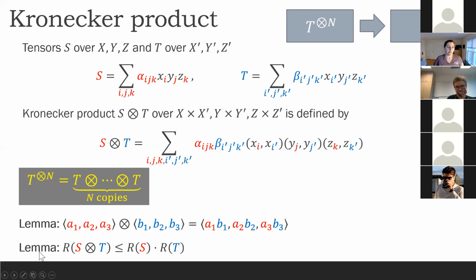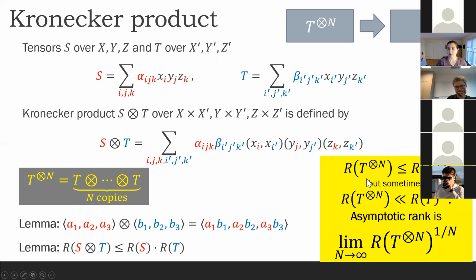All right. Again, a simple lemma, because Kronecker products are just essentially products of polynomials, is that the rank of S times T is bounded by the product of the ranks of S and T. All right, so that's very easy. Now, the rank of the nth power of a tensor is at most the nth power of the rank of the tensor. But it turns out that sometimes the rank of the nth power can be much less than the nth power of the rank of the tensor.